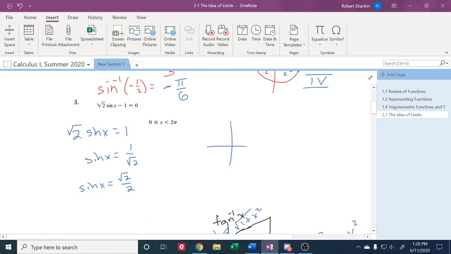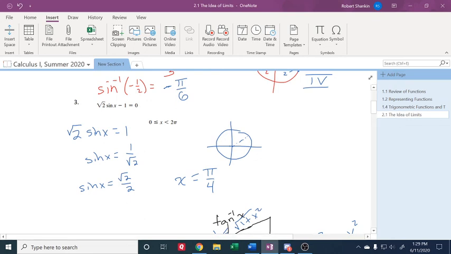Well, I draw my unit circle. It's this angle right here. So, at first glance, you'd say x is pi over 4. But that's not the only answer. x can be any angle within one complete revolution. What's another angle that will also give you the sine being square root of 2 over 2?